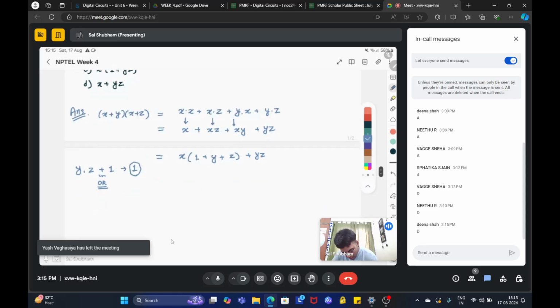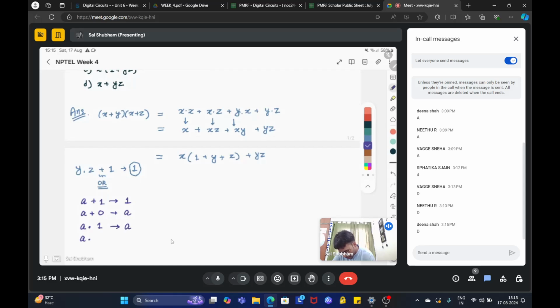So there are a couple of things to keep in mind. Suppose there is a signal A. If I OR it with signal 1, it will become 1. If I OR it with 0, it will become the same signal. Fine. If I AND it with 1, it will be A itself. And if I AND it with 0, it will be 0. So this becomes 1. So this is the answer.